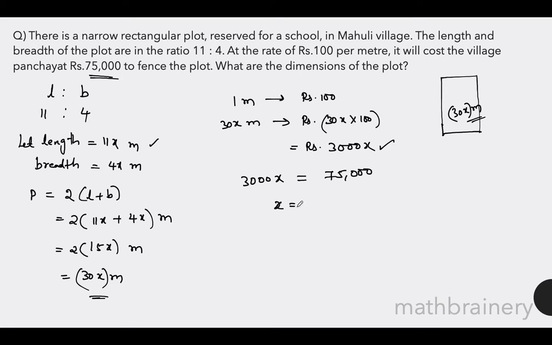So what should be the value of x? x must be 75,000 divided by 3000. The zeros will get cancelled. 3 times 25 is 75. So value of x is 25.